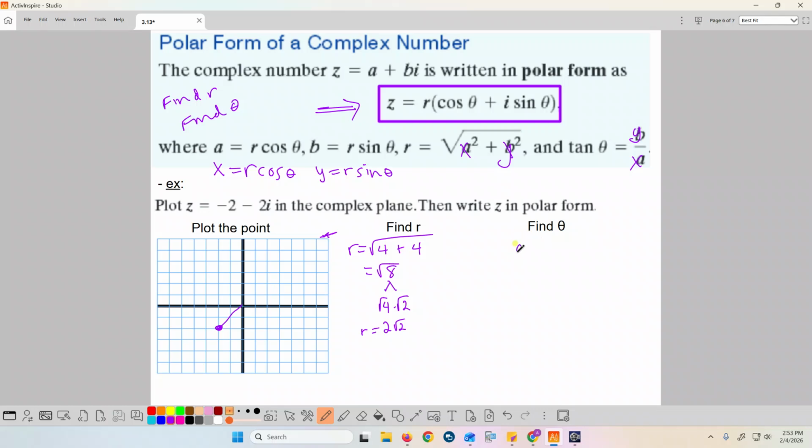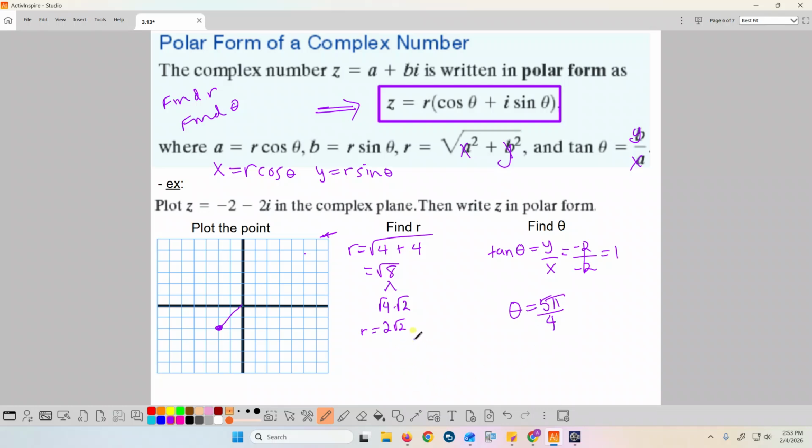And then theta is going to come from tangent of theta, which equals y over x. All right, now do we know what y is? Yeah, it's -2. And do we know what x is? Also -2. So this gives me 1. Now, where is tangent 1? Well, we talked about it earlier, tangent is 1 at pi over 4. But pi over 4 is not exactly where our point was located, right? Pi over 4 was here in quadrant 1. So remember that in this quadrant, we got 3 pi over 4, and in this quadrant, we got 5 pi over 4. So we're going to say that theta is 5 pi over 4, okay?